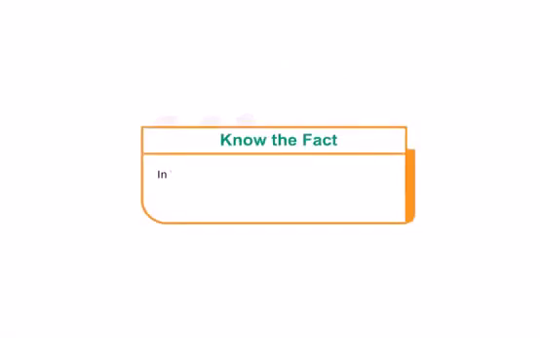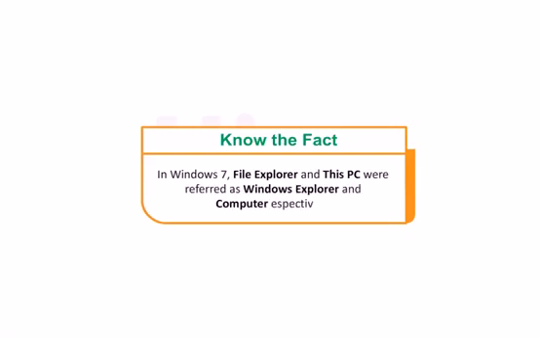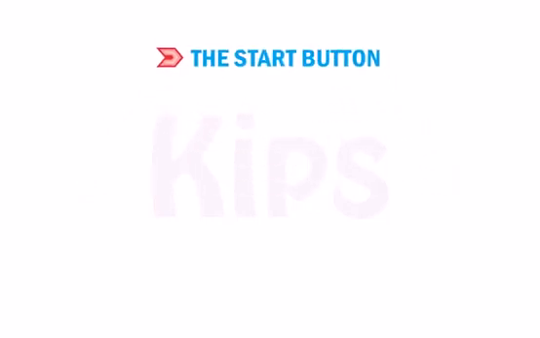Students know the fact that in Windows 7, File Explorer and This PC were referred to as Windows Explorer and Computer respectively. Okay, let us learn about the Start button now.